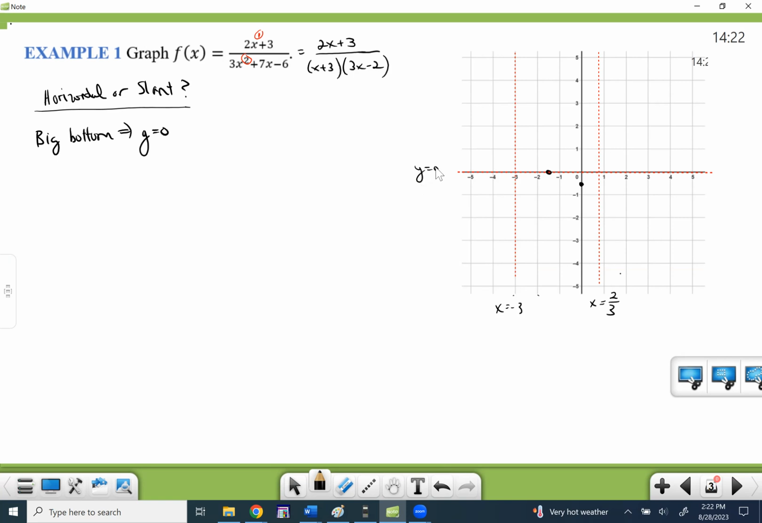So now we are ready to start plotting some points here. Here's how I think about it. I try to get points on each side of all the asymptotes. So I'm probably going to substitute in -4 so I can figure out what's going on to the left of this vertical asymptote right here. So we're going to plot points, and we're going to put -4 inside of our t-chart.